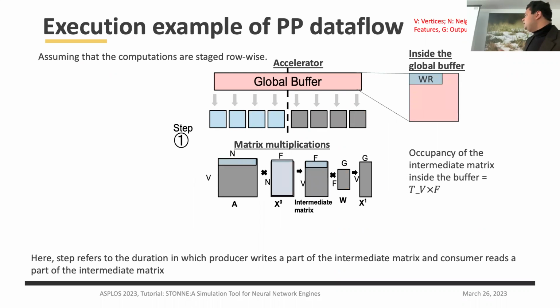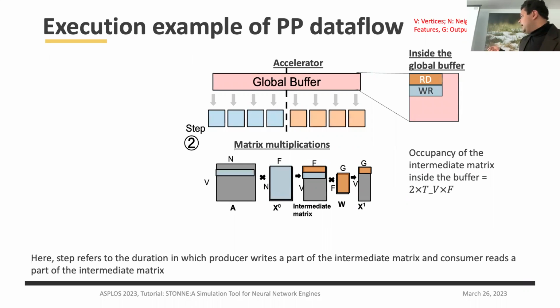The parallel pipeline data flow, or the PP data flow, is similar to SP data flow, but it basically does the reuse spatially instead of temporally. So we divide the whole compute substrate into two parts. The first part does the aggregation phase, and the second part does the combination phase. So we do the aggregation. The left half does the aggregation for the first few rows, and then on the previously computed rows, we do the combination phase, which is represented in orange.